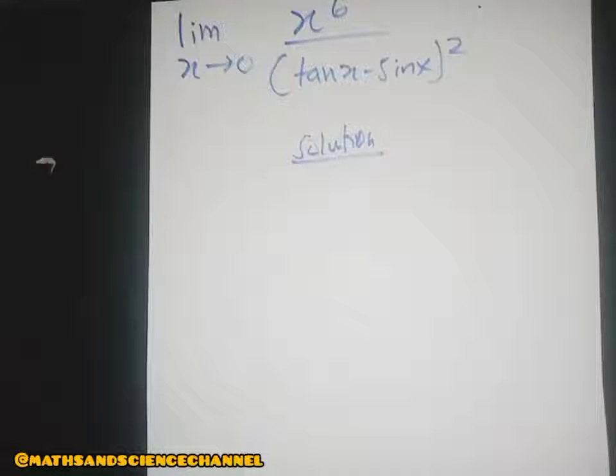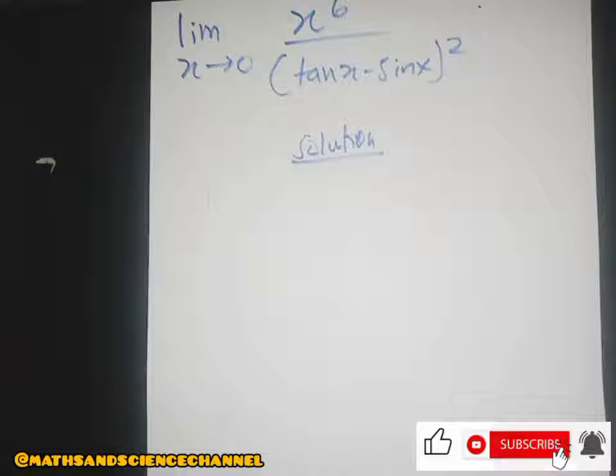Now in this session we have a limit question over here. The limit as x approaches 0, we have x to the power 6 divided by (tan x minus sin x) all to the power squared.